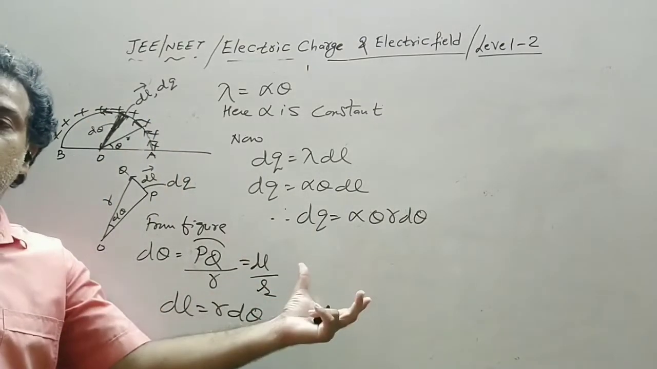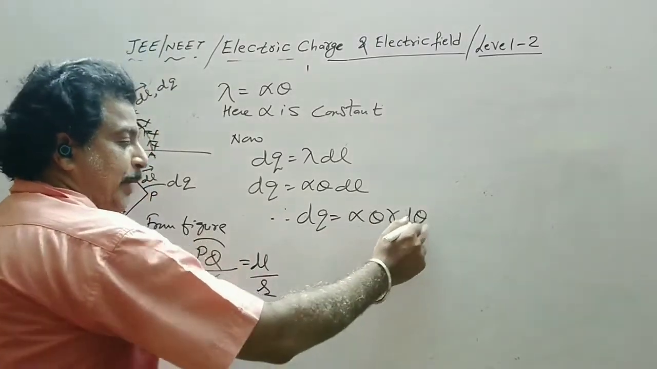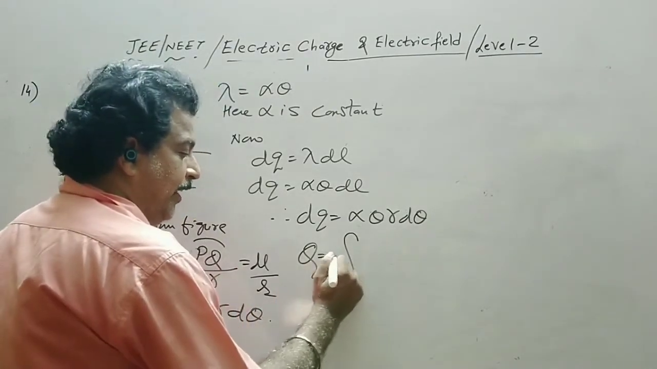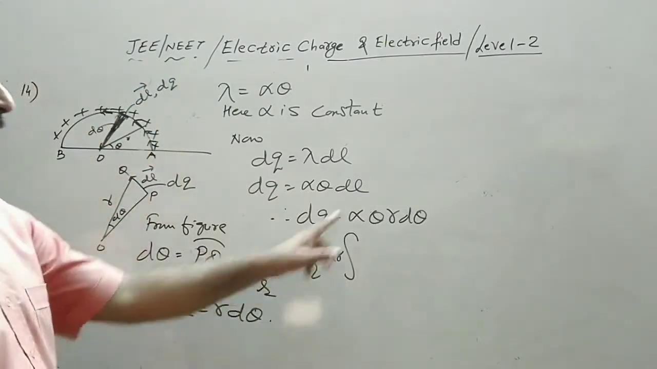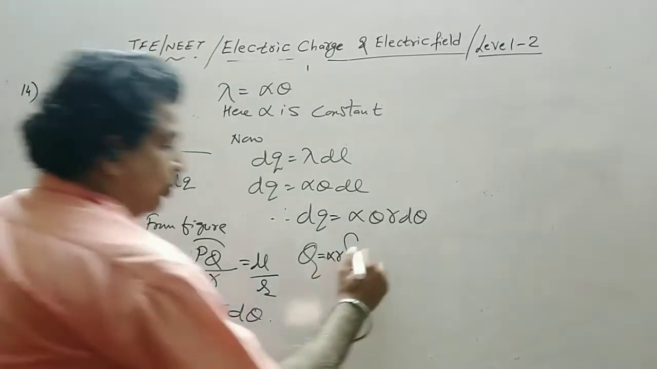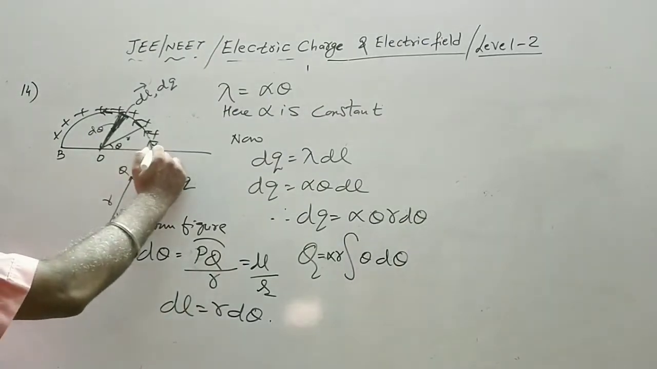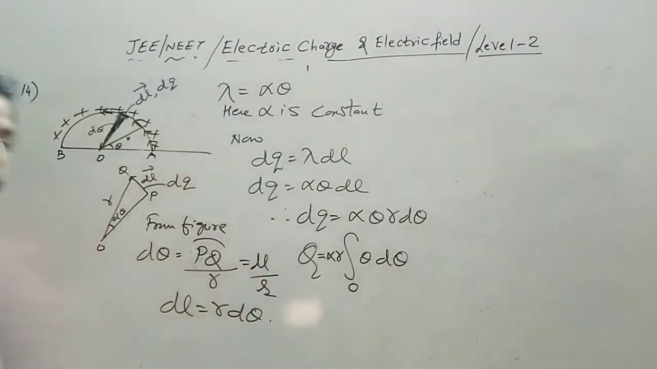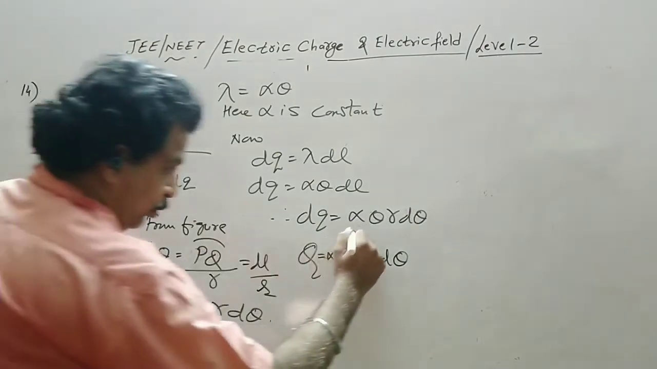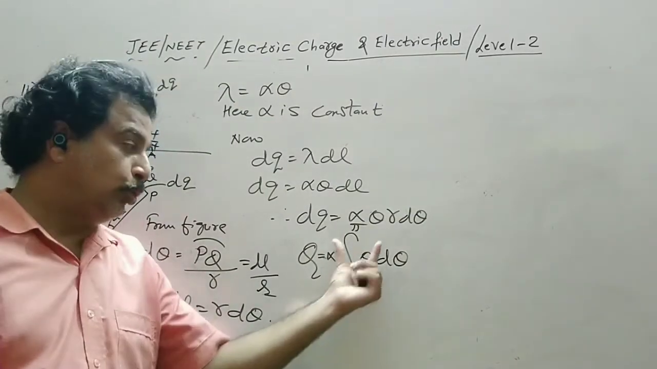Now I have to find out the total charge. So I integrate this equation with respect to theta. So total charge is equal to integration. Now alpha and radius are constant, given. So alpha is a constant, radius also remains fixed. I have to find out the limit. If I take this one element infinitely small, the angle comes out to be 0. And if I take the last element at point B, this angle comes out to be 180 degrees or pi radian. So taking the limit from 0 to pi.